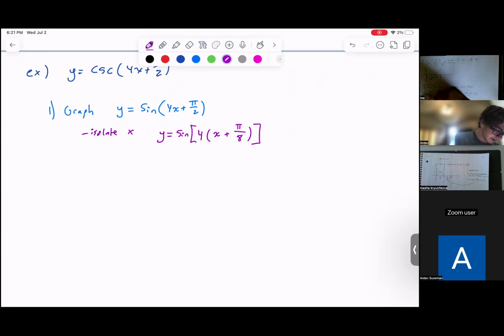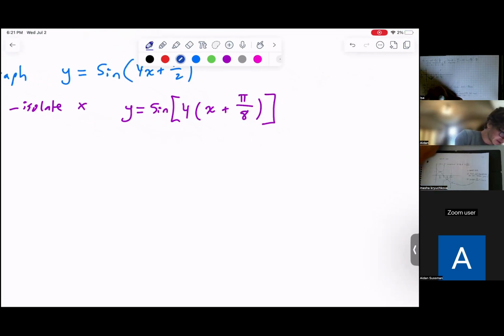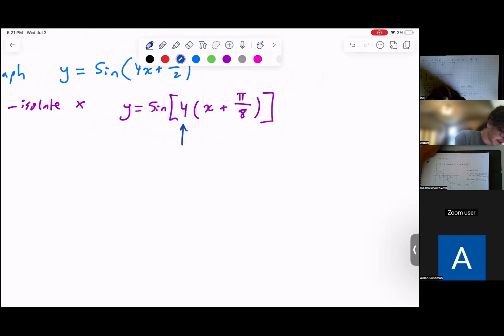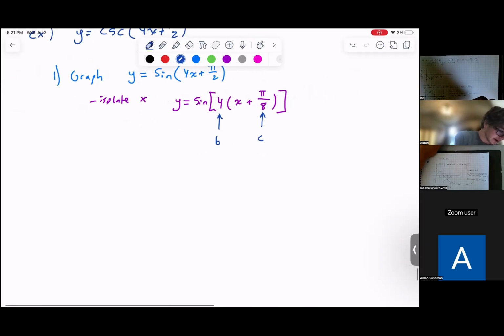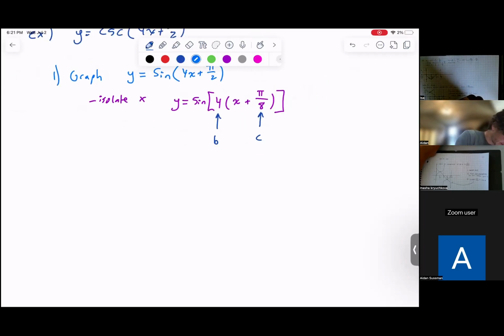All right, what's our next step then? We need to find what? To graph sine, we need to label some things. What's this guy and maybe what's that guy? B and C. Perfect. Let's do our first step. Find the start point. And the start point is where? At C equals negative pi over 8. Perfect.